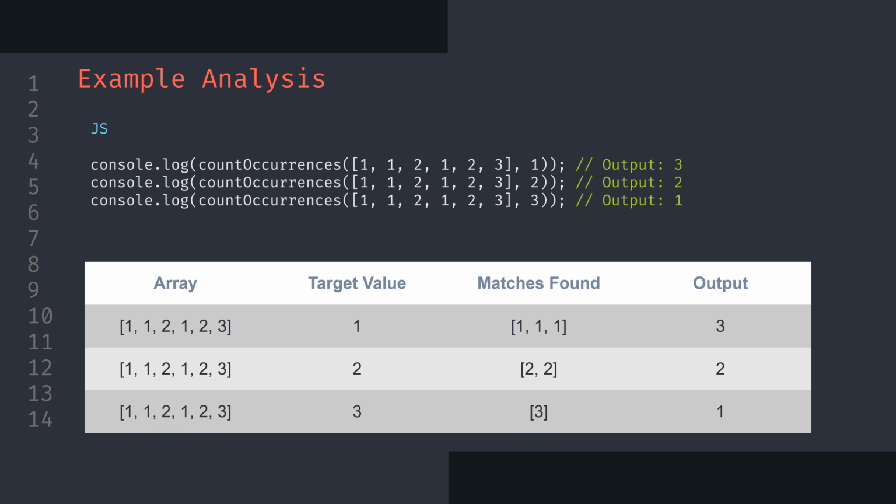In this example analysis, you can see how the function matches the target value for each test case. For example, when the target value is 1, it finds 3 matches in the array, resulting in an output of 3.